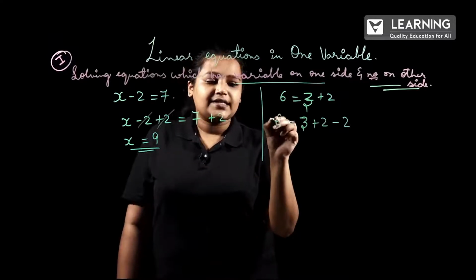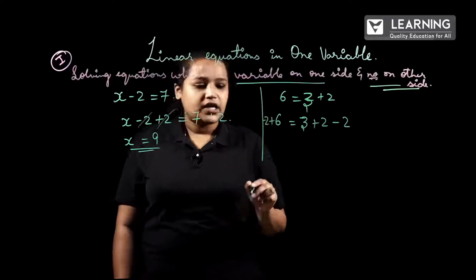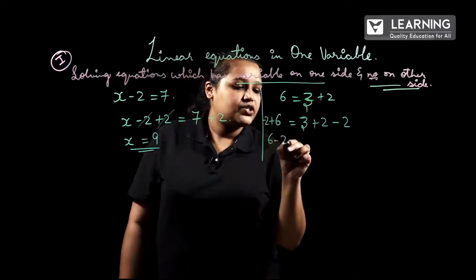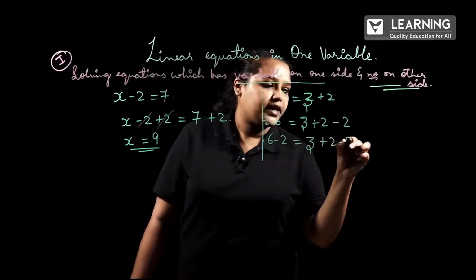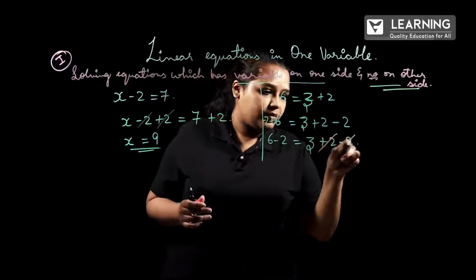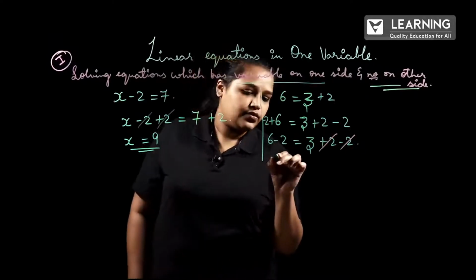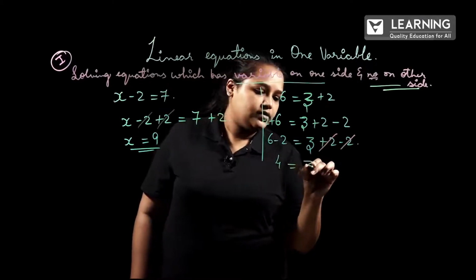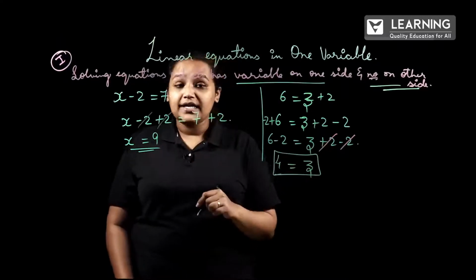Since 6 is a positive number, minus 2 will come here, right? So this will be 6 minus 2 is equal to z plus 2 minus 2. Now plus 2 minus 2 will get cancelled. 6 minus 2 is 4, equal to z. So the z value is 4, right?